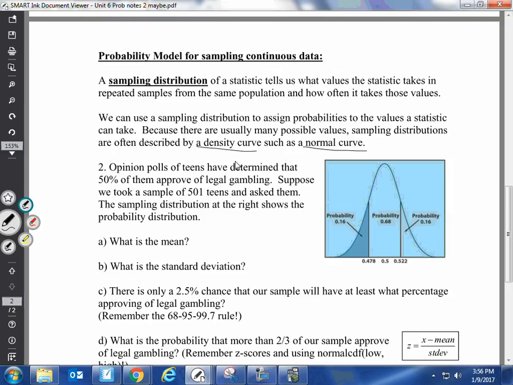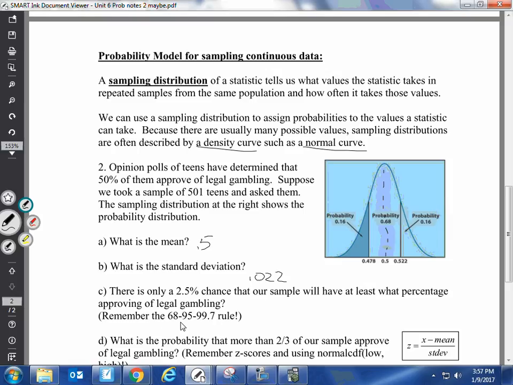Opinion polls of teens have determined that 50% of them approve of legal gambling. Suppose that we took a sample of 501 teens and asked them. The sampling distribution at the right shows the probability distribution. What does it mean? Well, it appears from the sampling distribution that the mean is 0.5. The standard deviation, if this is one standard deviation, would be 0.022. Now, we are told there is only a 2.5% chance that our sample will have at least what percentage approving of legal gambling. So 2.5% chance.